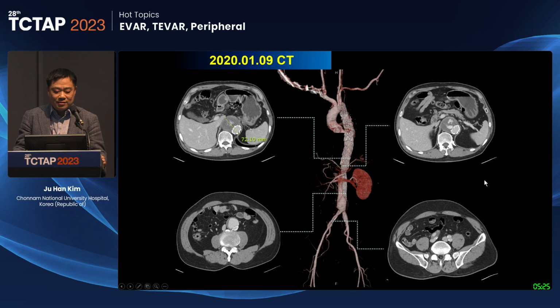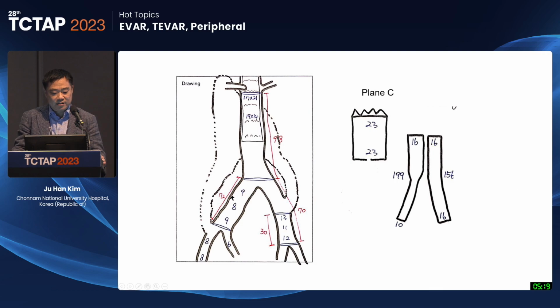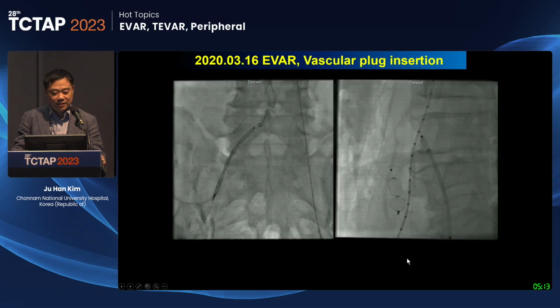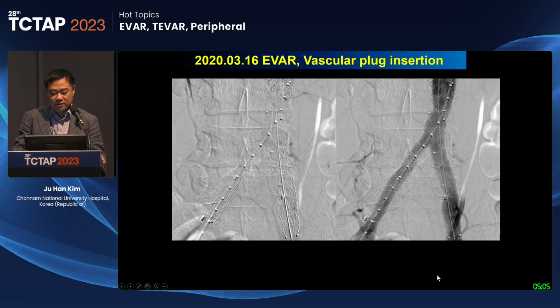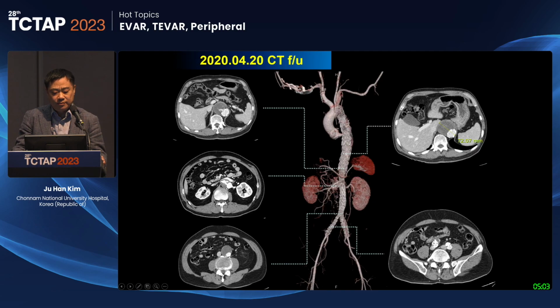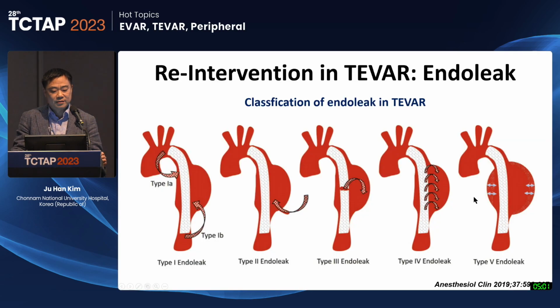But after 3 years, there was more distal false lumen enlargement. So we decided on a vascular plug to the false lumen and an EVAR procedure. This is the vascular plug, occluding the false lumen, and then the EVAR procedure, and the follow-up was a good result.